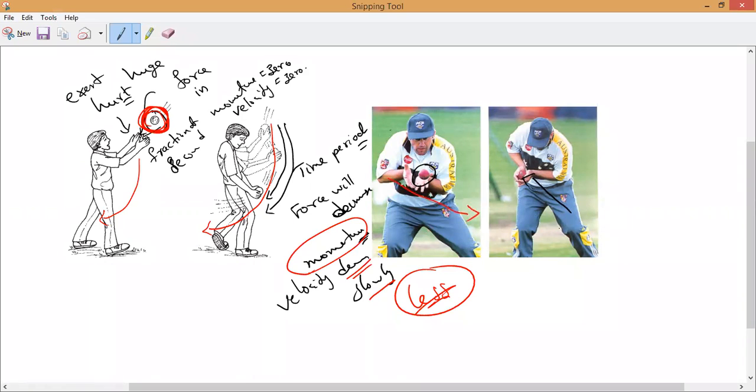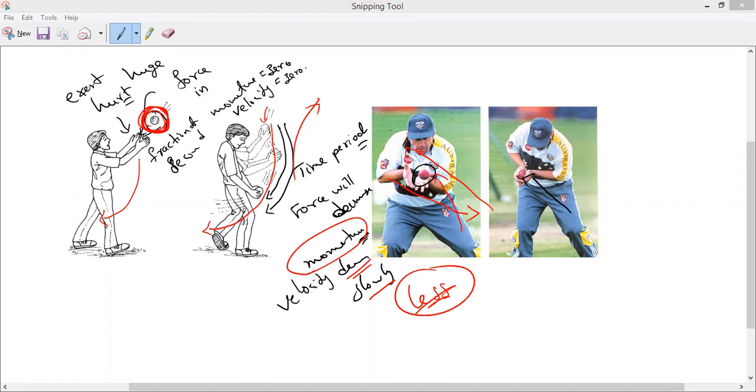If we have to move the hands forward or backward, suppose the ball is coming like this, then our hands also should go in the same direction. Yes or no? Now the ball is coming like this, so the boy needs to move the hands like this, upward or downwards. So we have to move our hands in the same direction of motion of the ball.